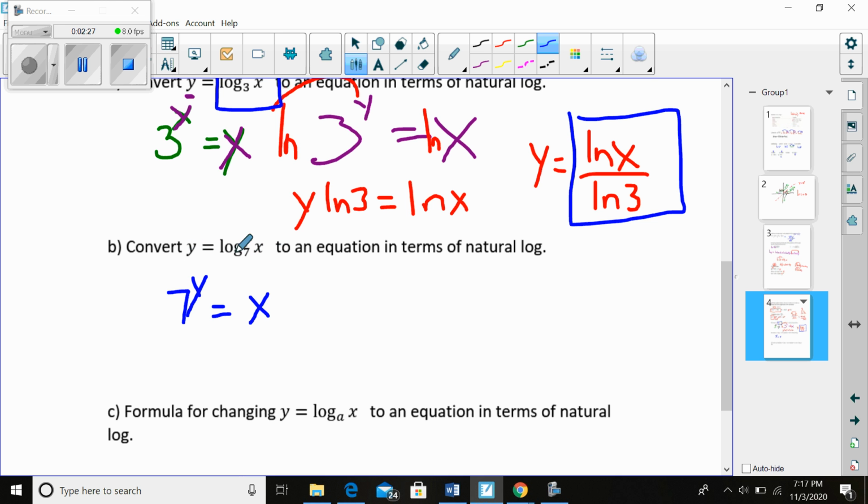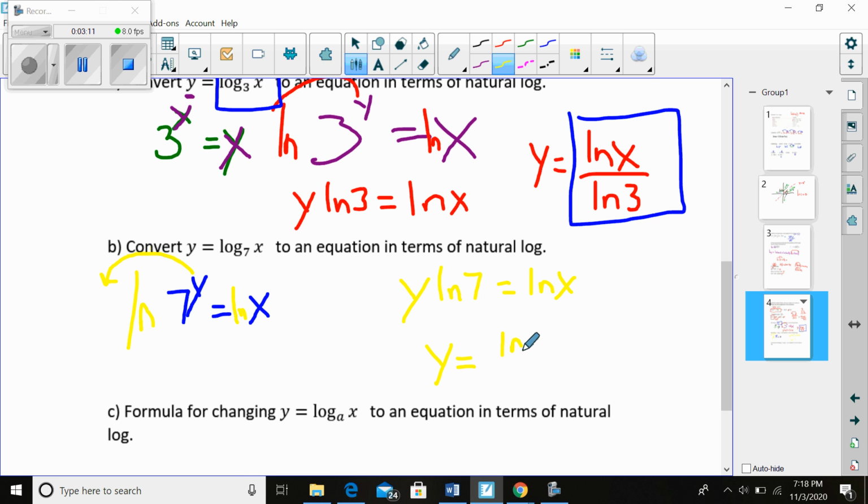And then I always remember that the answer flip-flops. The y was the answer in the first equation. Now the x is the answer in the second equation. All right, so again, I'm going to take the natural log of both sides. What I do to one side of the equation, I do to the other. Take the natural log of both sides, drop that y in front, using that property of logarithms, where I take the exponent and drop it in front. I get this. And then I can divide both sides by natural log 7.